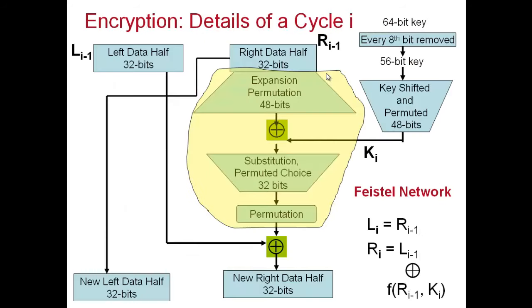Once we have an expansion permutation, we do a simple XOR operation of these 48 bits with the 48 bits of the key. So it's a simple bit by bit XOR operation. After the XOR operation, what comes out here is also 48 bits. Now these 48 bits go through two things. One is a substitution process. After the substitution the 48 bits come out as 48 bits, but then we further process them through a permuted choice permutation and reduce them to 32 bits.